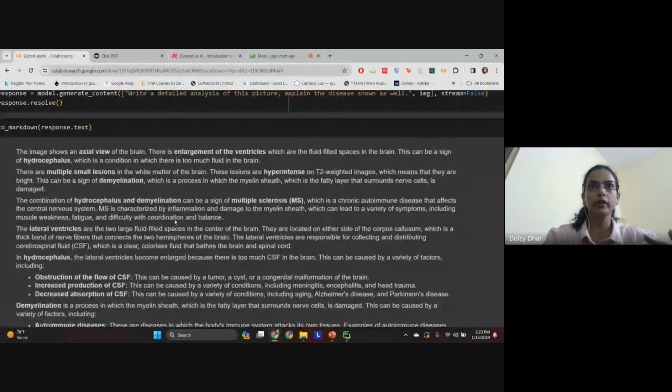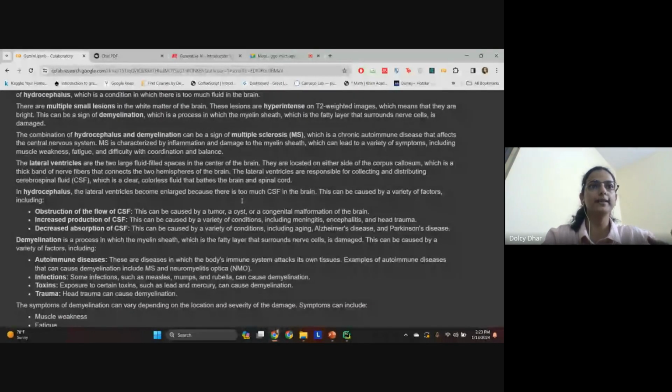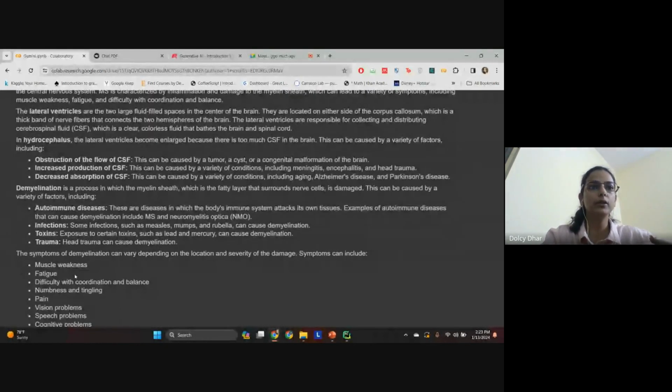So you can see over here, if I ask it to write a detailed analysis, it has done a good job. It has actually gone into depth, and even given the symptoms, what appears in the disease, the reason why the disease happens, and what the impression of the image is as well.